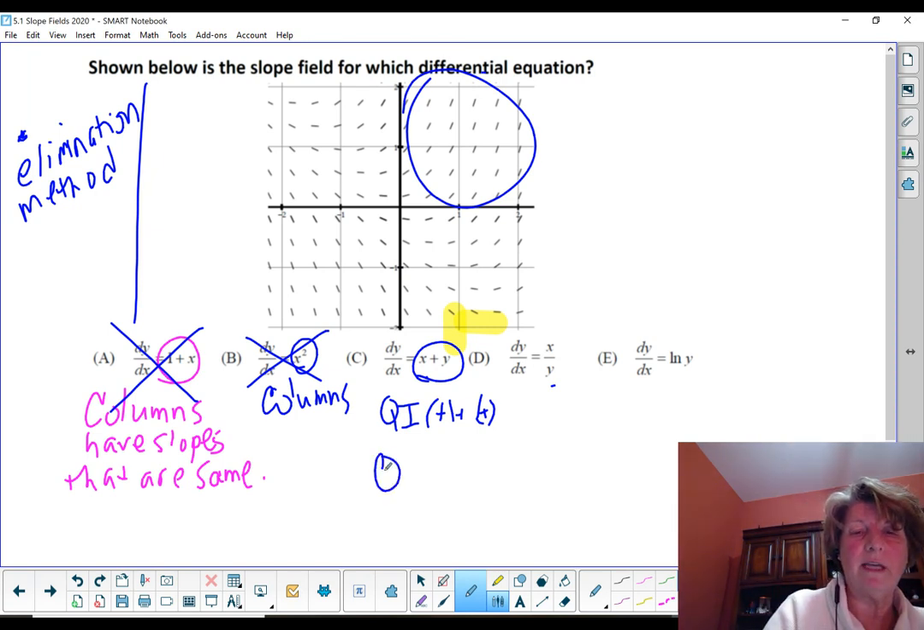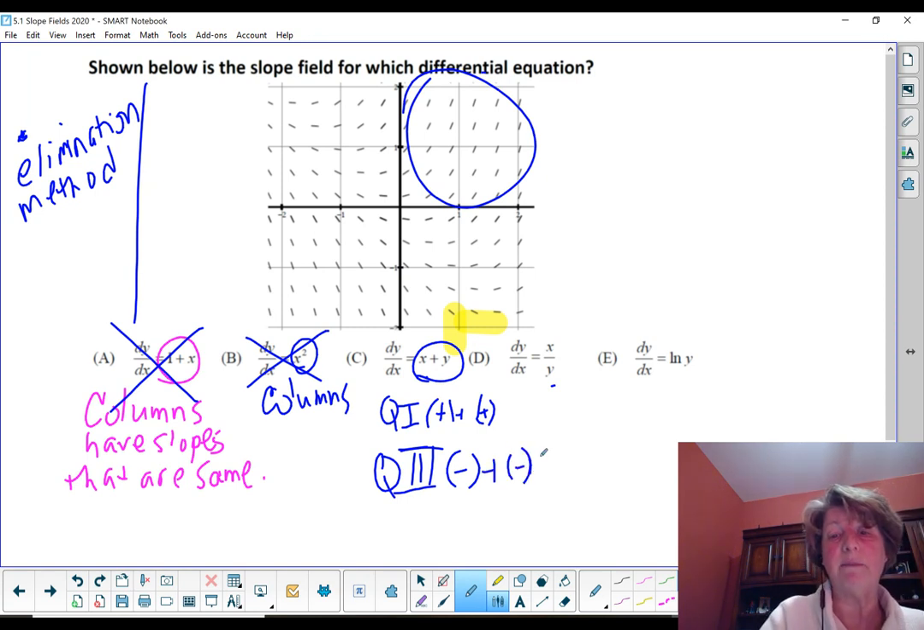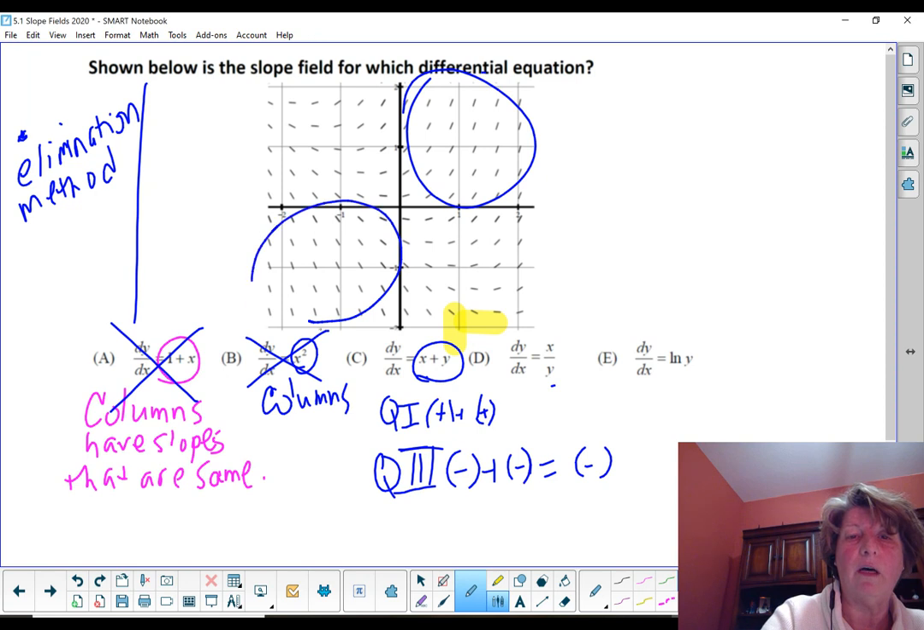What about quadrant 3? I'm thinking quadrant 3 where they're both negative. I'd end up with negative plus more negatives. And negative plus more negatives means my result is going to be negative. So I should see only negative slopes. And I do also see negative slopes in there. So this has really got a pretty good thing going for it.